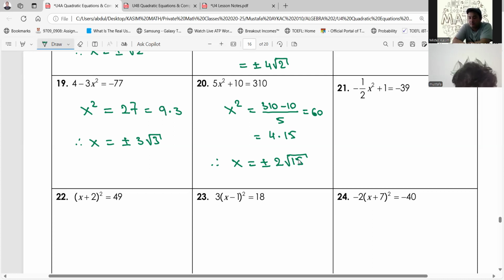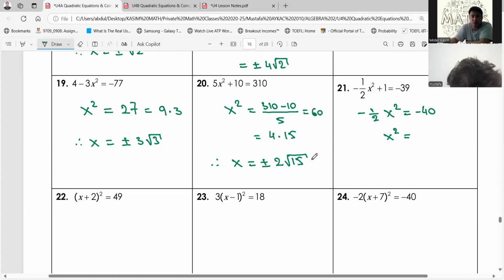Minus 1 from both sides, which gives you negative 1 over 2 x squared equals negative 40. Then multiply both sides by negative 2 over 1. Negative times negative 2, which equals 80.